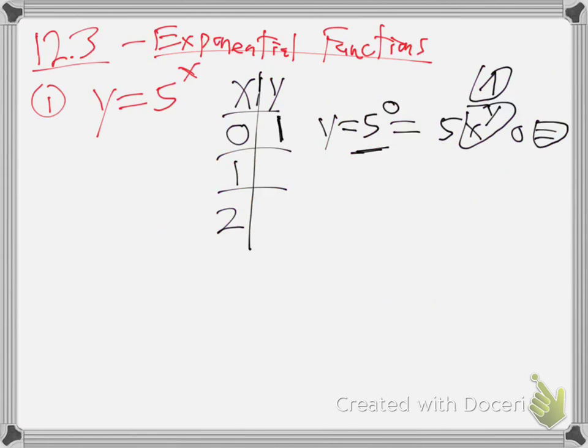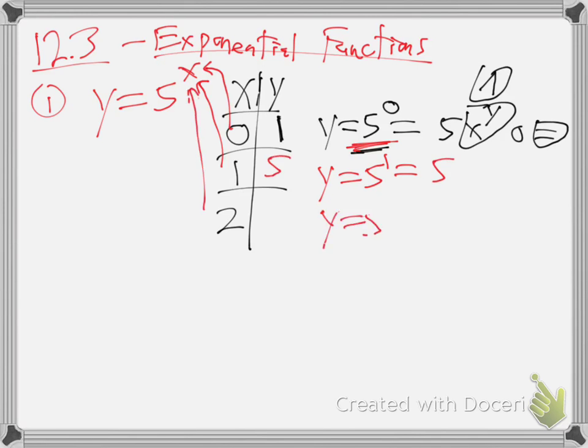All right, so anything to the 0 power is 1, but just use your calculator. So everybody see what I'm doing? I just plugged in the 0 there. Now let me just plug in the 1. So it'd be 5 to the 1. What's 5 to the 1? Just 5. Now plug in a 2. 5 to the 2, 5 squared, 25. Are we good to there?